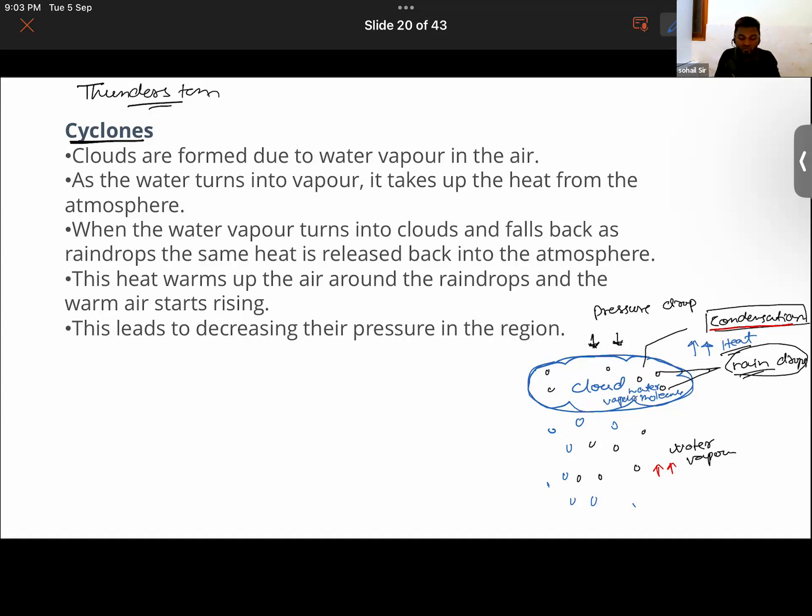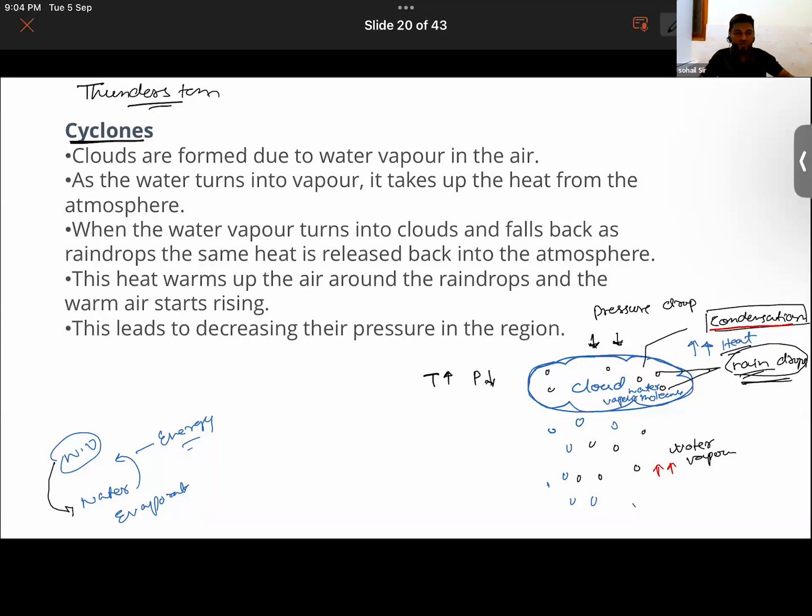And as you already know, in the process of evaporation, water that was being converted into water vapor had gained energy. Now again, the reverse is happening here. This water vapor is being converted into water, into raindrops. So that energy is being released into the surrounding air. Now the temperature of the surrounding air will start to increase, and if the temperature increases, it means the pressure will drop. Is that clear now?